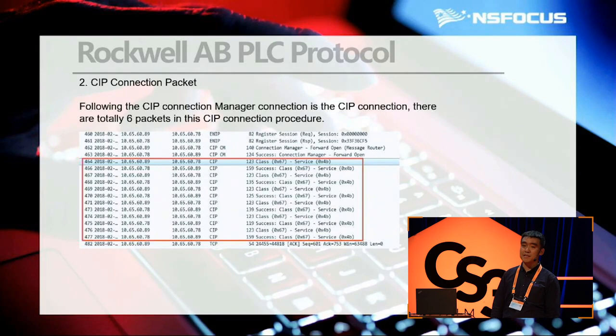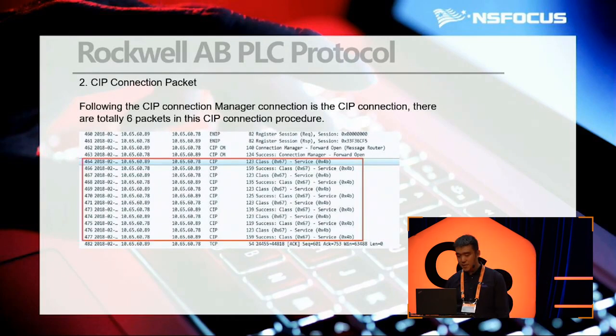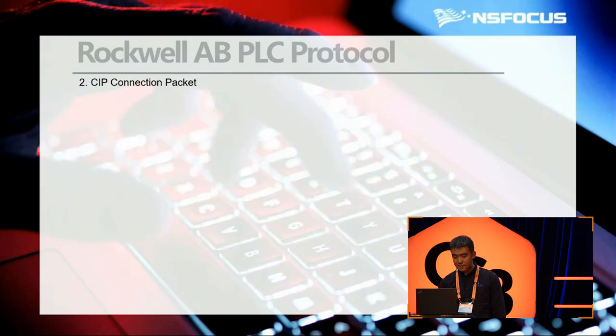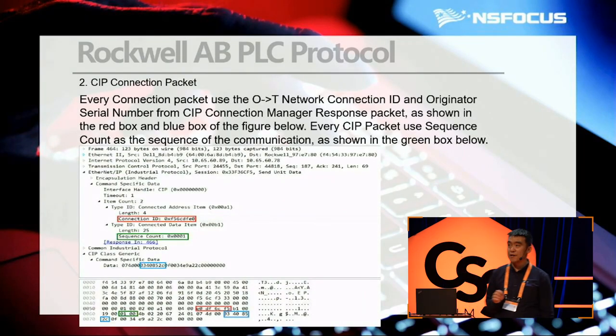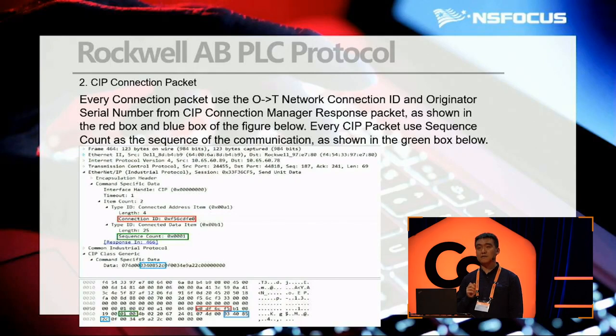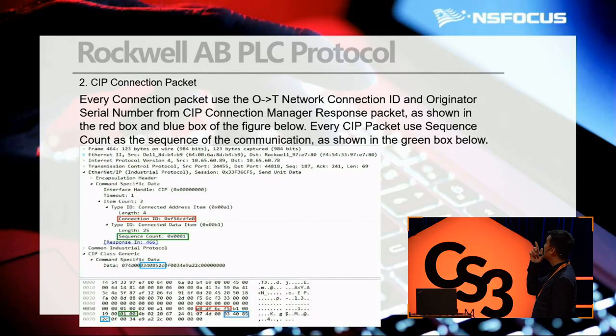And after the CIP connection manager packet, it is the CIP connection packets. There are six packets in the CIP connection procedure. We can see that every CIP connection packet uses the O2T network connection ID and the originator serial number from the response packet of the CIP connection manager packet. From this picture, we could see that in the red block, the green block and the blue block, it is that.